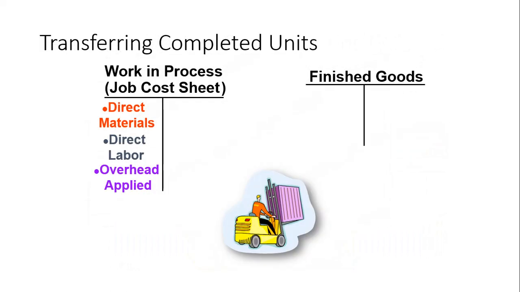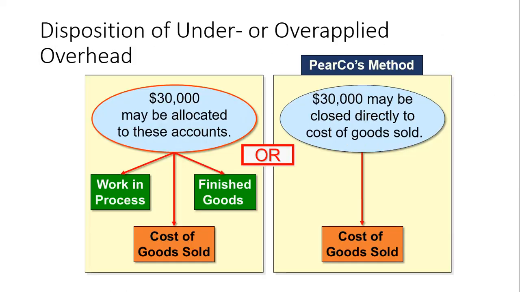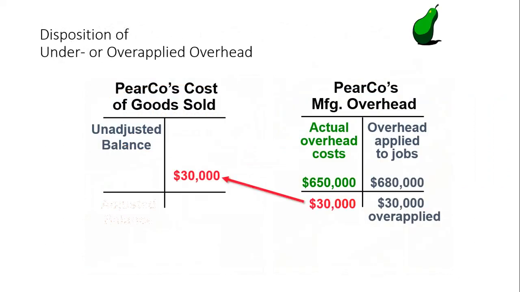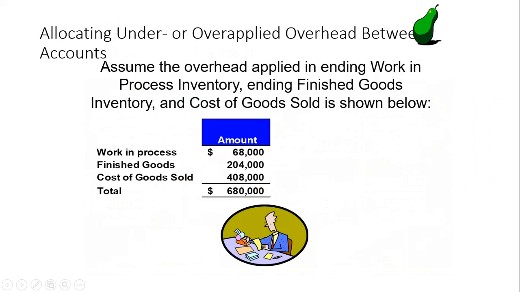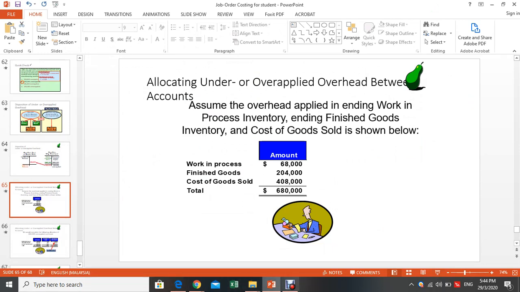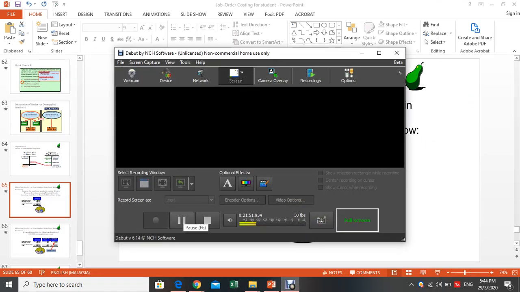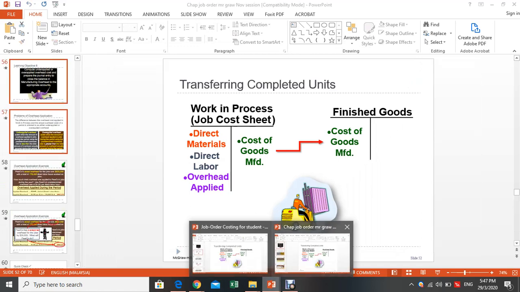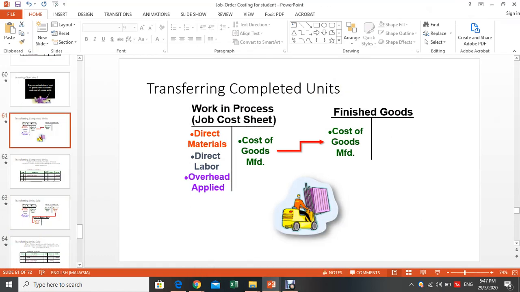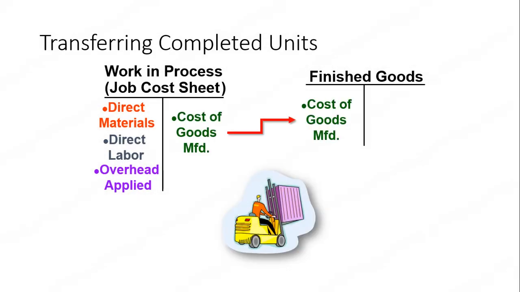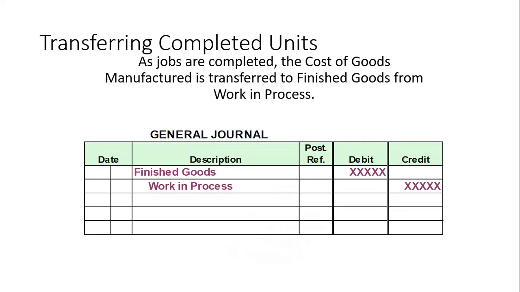Okay, then how to record this transaction? Okay, then we continue from just now. Transferring completed units. Once we complete our process, it means that we have direct material, direct labor and overhead applied, so we complete our product. Then we debit the finished goods and we credit the work in process. So this is how to record.